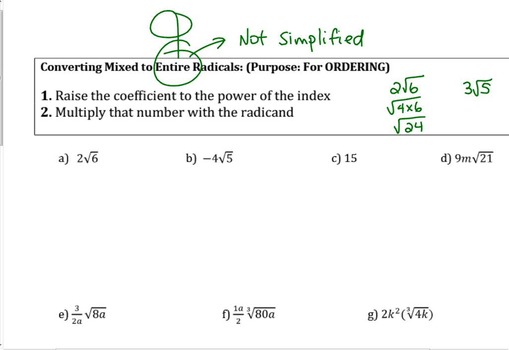Okay, so to bring the 3 inside, I would have to do what to the 3? Square it. Raise it to the power of the index, which is 2. So 9 times 5. So who is larger? Clearly 3 root 5. So for ordering purposes, that's why we do entire radicals. So really quickly, we'll do a few of these. Oh, well, 2 root 6 we already did.